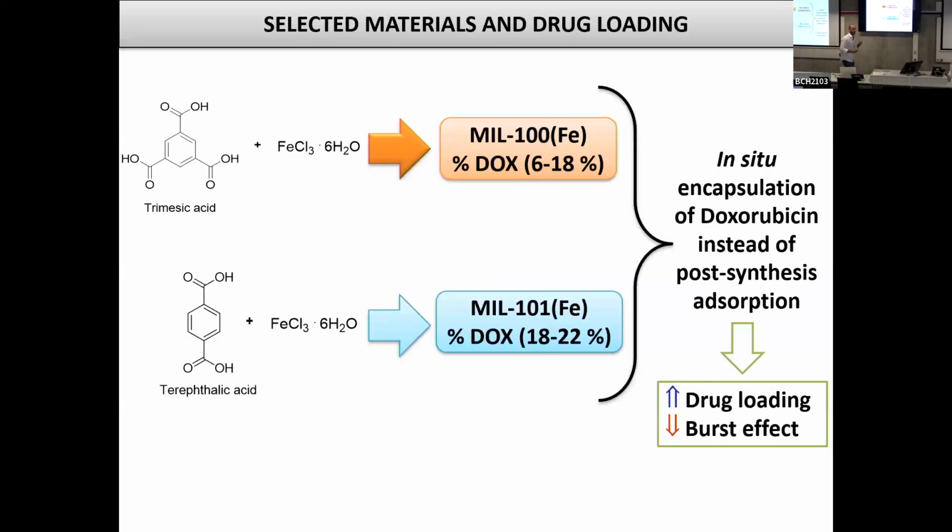We tried to solve this problem by choosing two systems, not one. The first is still the MIL100, which has been reported to be able to load up to 18% of doxorubicin. And the second system that we chose was the MIL101, which with regard to MIL100 is a mesoporous system.